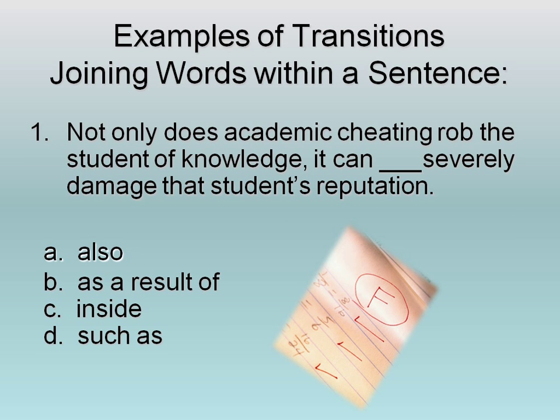Which transition did you choose? Yes, choice A also is the correct answer. The topic of this sentence is cheating. The author makes 2 points about cheating. Also indicates the addition of the second point.